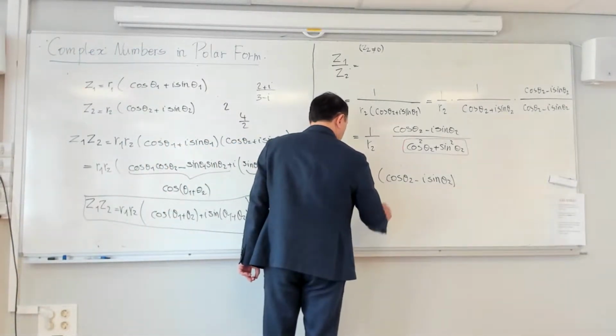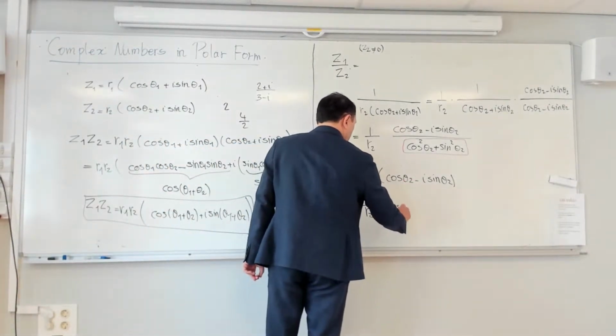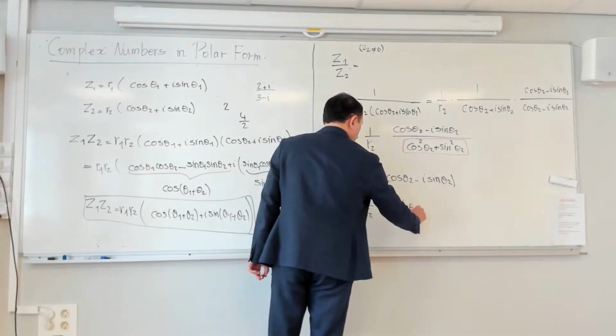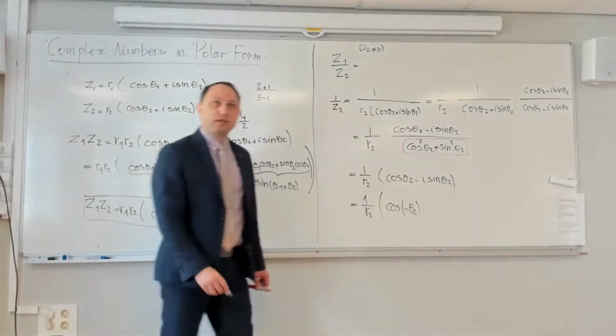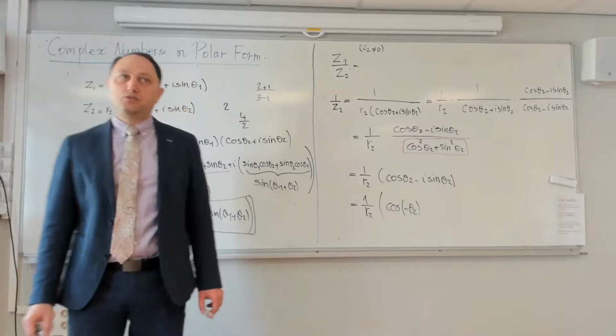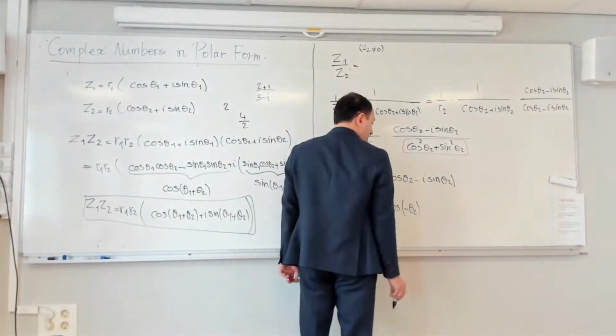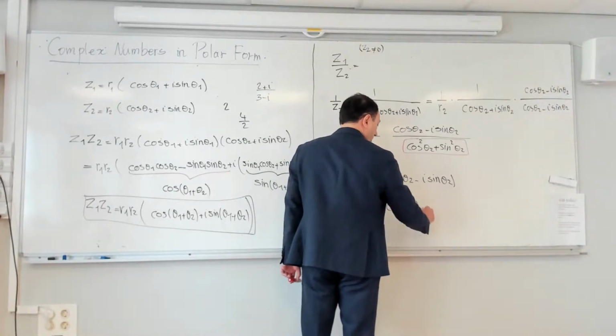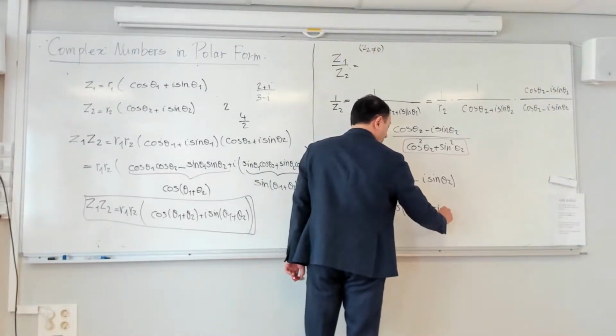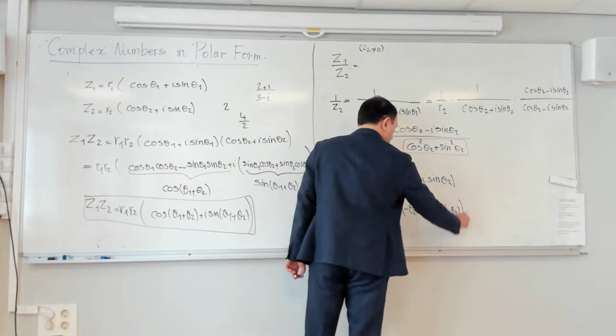So if you remember, there was a formula. Cosine of theta 2 can be written as cosine of minus theta 2. Cosine of minus theta 2 is exactly equal to the cosine of theta 2. What is the same relation for sine? Can I write it as positive i sine of minus theta 2?